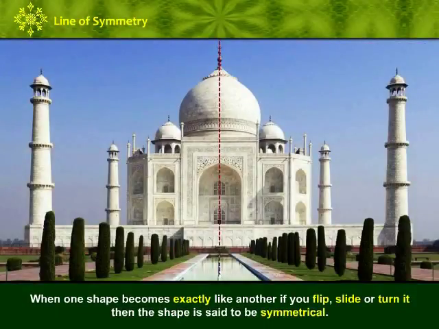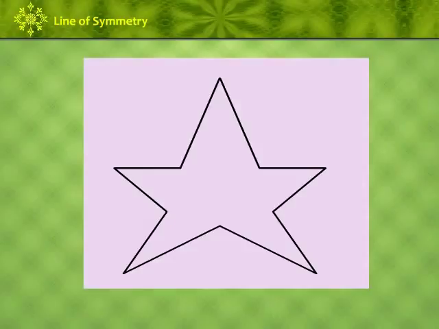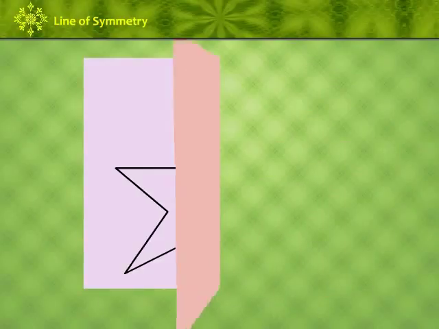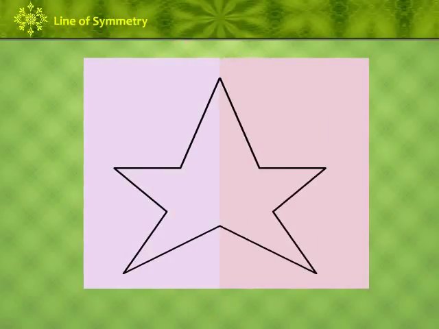When one shape becomes exactly like another if you flip, slide or turn it, then the shape is said to be symmetrical. Let us learn about line of symmetry. Look at this picture. Let us fold this picture into half. Can you see this white line?